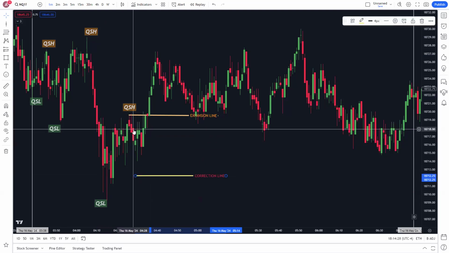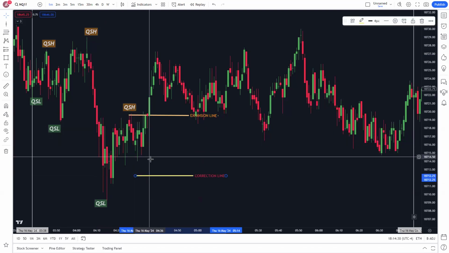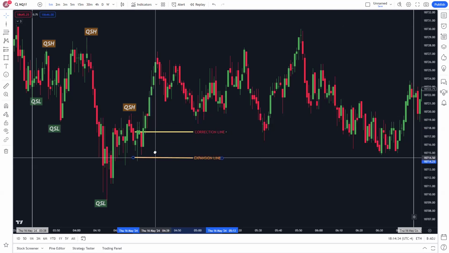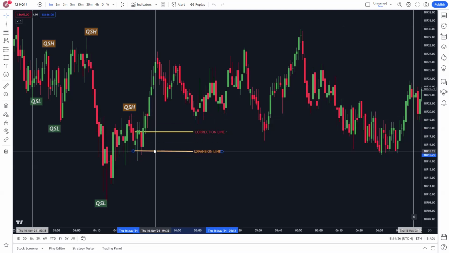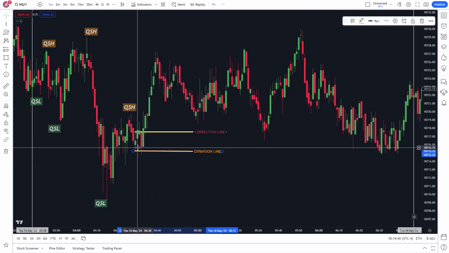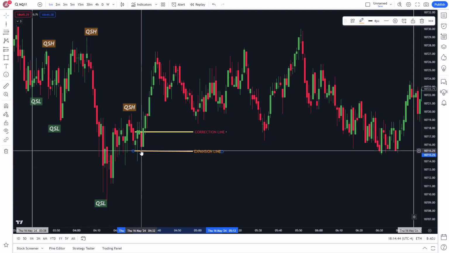Next, we have this rejection right here, bearish plus bullish. So the correction will be above this bullish candle, and then the expansion line will be below right here. As you guys can see, we really never got another bearish candle below the expansion line. We just kind of stayed here. This wick here took us out.